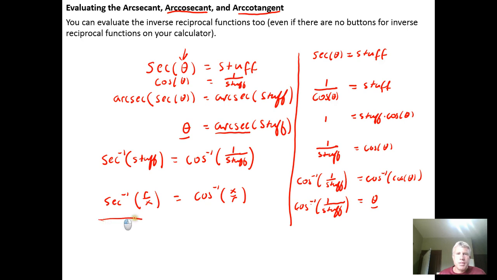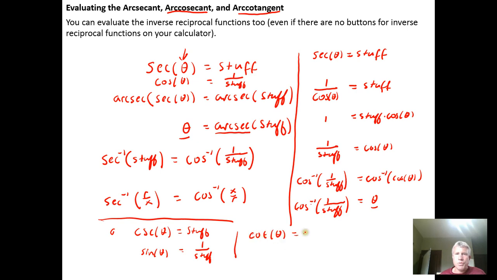You would want to realize, if you're working with the cosecant function, if you had cosecant of theta equaling stuff, just recognize that means that the sine of theta equals the reciprocal of that. Use the inverse sine function to solve it. If you're working with the cotangent function, we have cotangent of theta equals stuff. I got horrible penmanship going on here. Just remember that the cotangent is the reciprocal of the tangent. So tangent theta equals 1 over stuff.